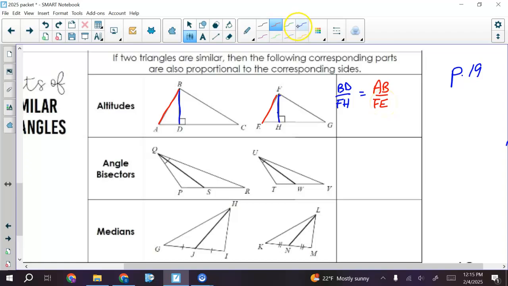Okay, same with the angle bisector. Angle bisector is just cutting that angle right in half. So if I have QS over UW, that's going to be proportional to, again, just pick any pairs of sides. I could pick this side this time, QR and UV. So just pick corresponding sides.